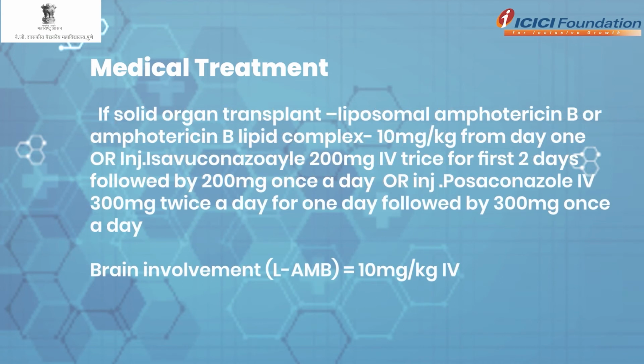For a patient who underwent organ transplant or stem cell transplant, you can give liposomal amphotericin B or lipid complex in the dose of 10 mg per kg from day 1, or isavuconazole 200 mg twice a day on the first 2 days followed by 200 mg once a day, or posaconazole 300 mg twice a day for 1 day followed by 300 mg once a day. If the patient has brain involvement, you have to increase the dose of liposomal amphotericin B to 10 mg per kg IV.